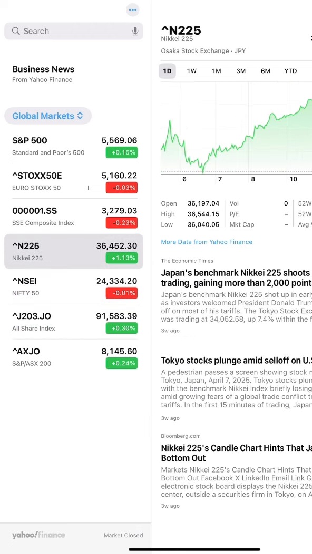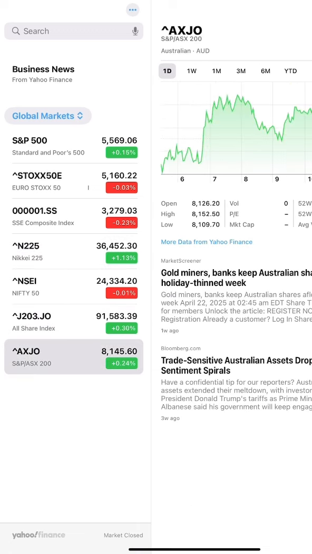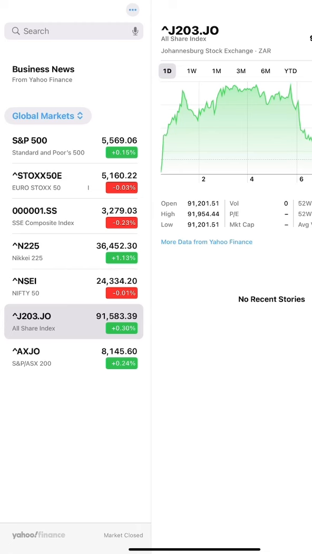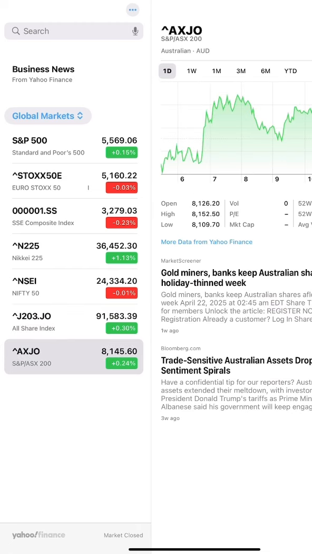The trend in the Japanese market is exactly different from what we have seen in the other two major Asian markets. Japan right now resembles the trend mostly in the US market than the trend in China or India or Europe. The trend in Japan is up. The market has seen a growth of 1.13%. That is a jump to 36452.30.